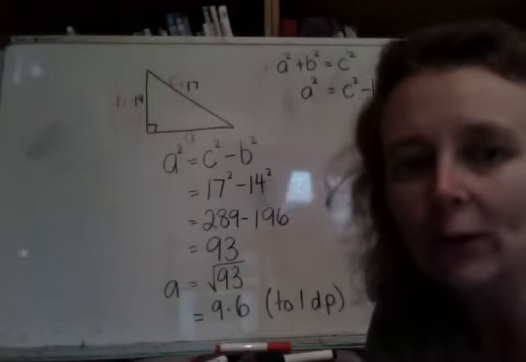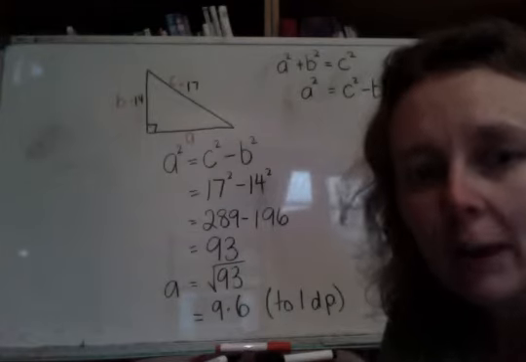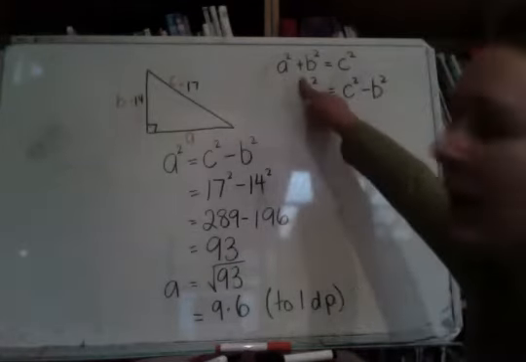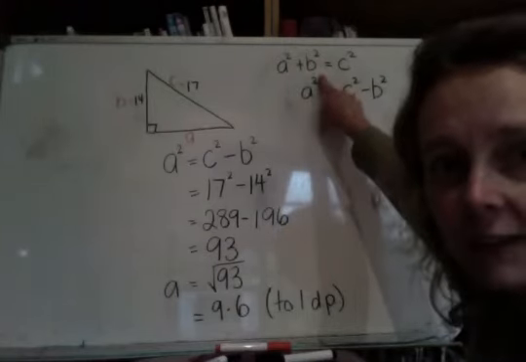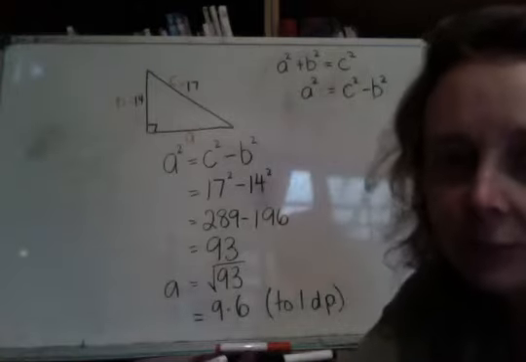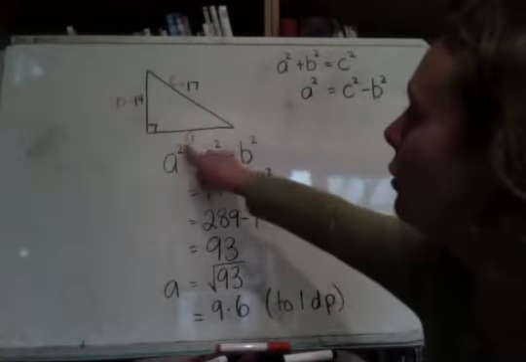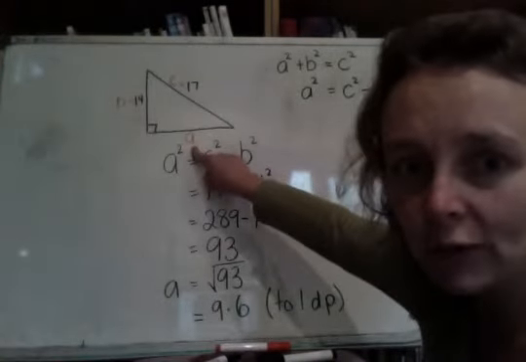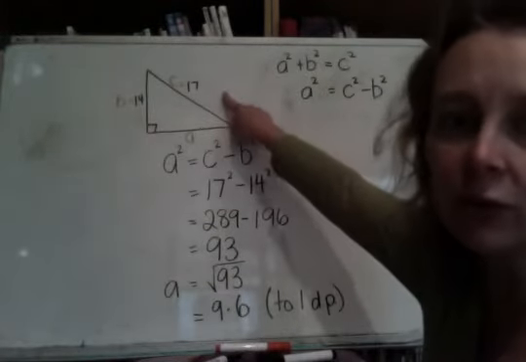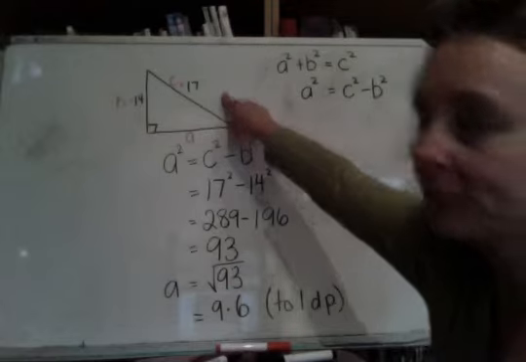If you think about what we know, what we showed when we made the squares the other week, we showed that the sum of the squares on the two smaller sides equals the square on the largest side. Okay, so in this triangle, one short side squared plus the other short side squared equals the hypotenuse squared.